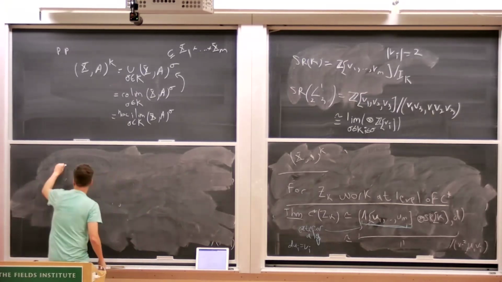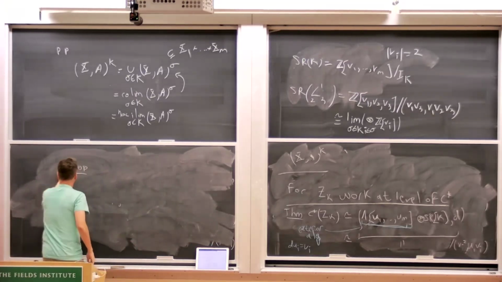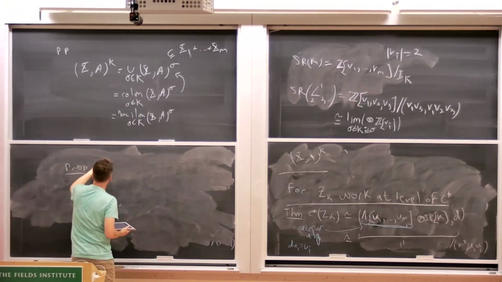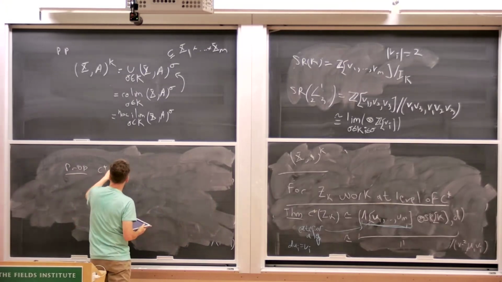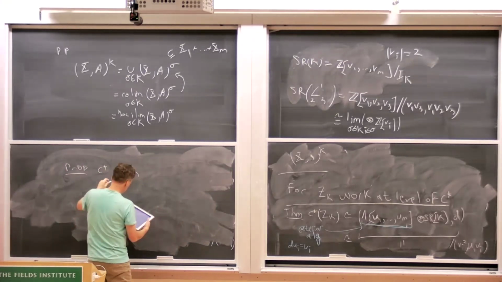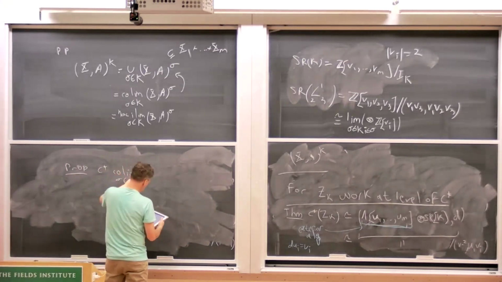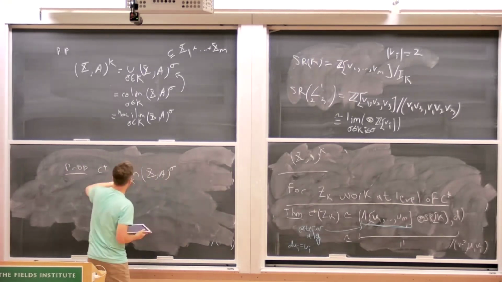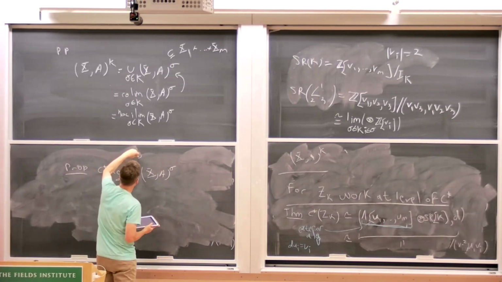So the proposition would be, what do we want to say? We want to say that, this is a general thing for moment angle complexes, if you take the colimit over sigma an element of K of (X, A)^sigma, we saw that this is just (X, A)^K.